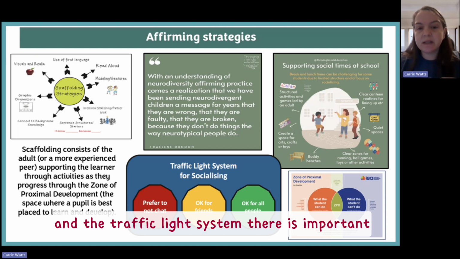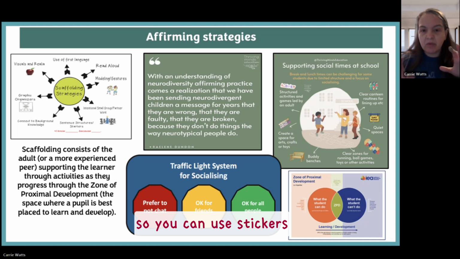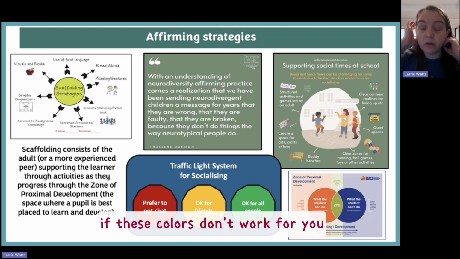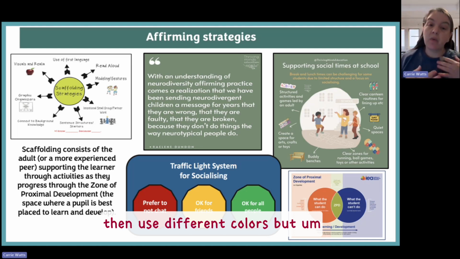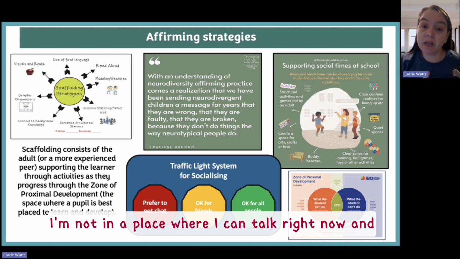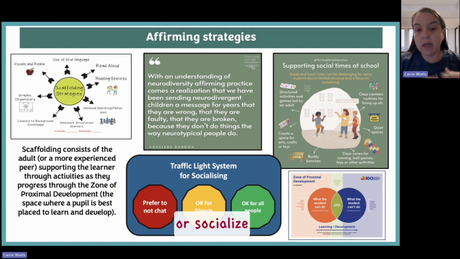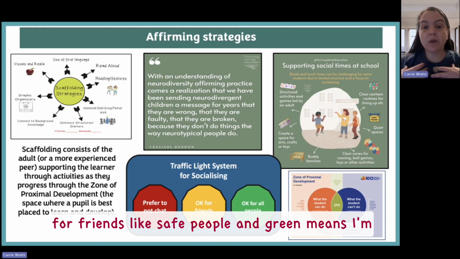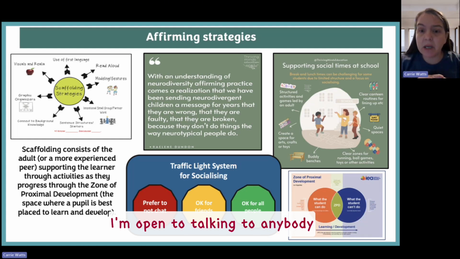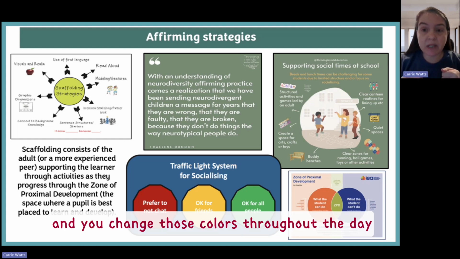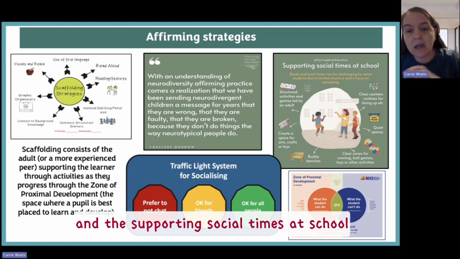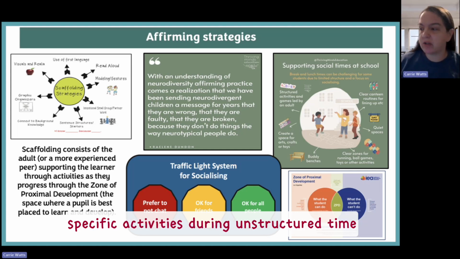The traffic light system there is important. So you can use stickers, you can use whatever works for you. If these colors don't work for you, then use different colors. But red usually means that I'm not in a place where I can talk right now, or socialize. Yellow means I'm okay for people I already know, for friends, like safe people. And green means I'm open to talking to anybody. And you change those colors throughout the day, and we respect that. So whatever the color is, we respect it. And the supporting social times at school there talks about providing specific activities during unstructured time, stuff like that.